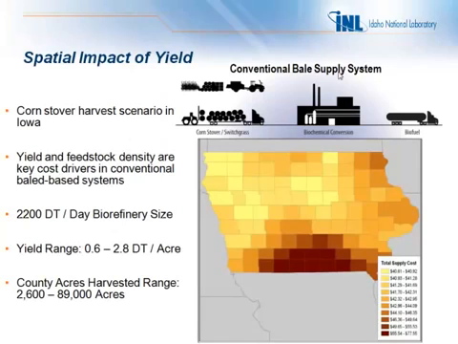There's a wide range of yield across the state, anywhere from half a ton per acre up to almost 3 tons per acre. And then you can also see the amount of acres that were harvested per county ranges from 2,600 up to 9,000 acres. So we have this wide range of variability between yield and the available resources.